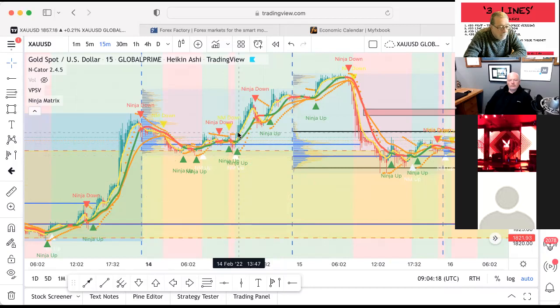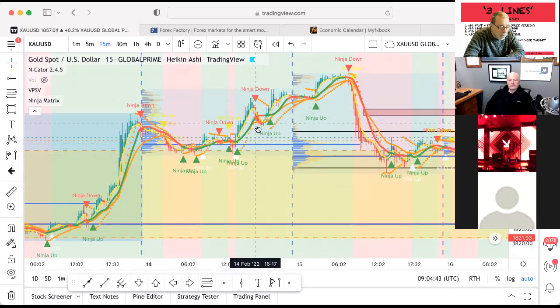That's the 1345 candle. Because the Ninja Matrix stayed green, we were still on a Ninja up, and there was still a good separation, I would have stayed in at least until that point. Certainly with my style of trading, I would have got out when the Ninja down occurred there at the latest.